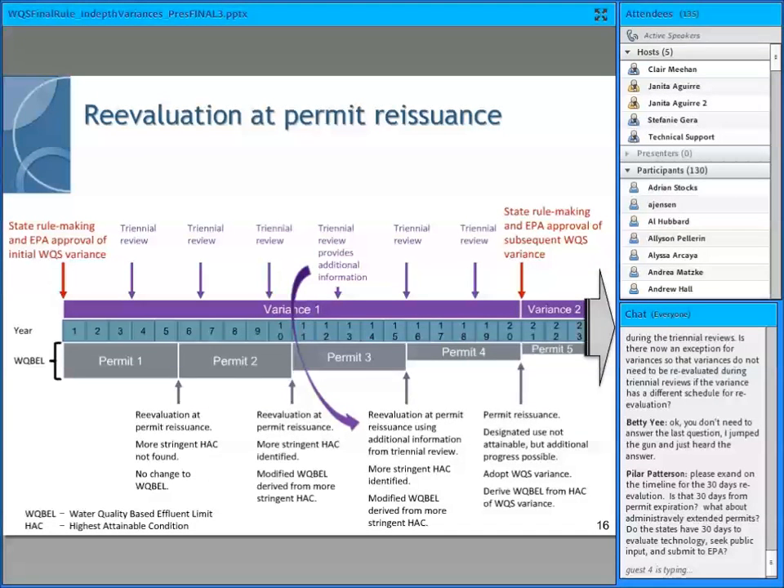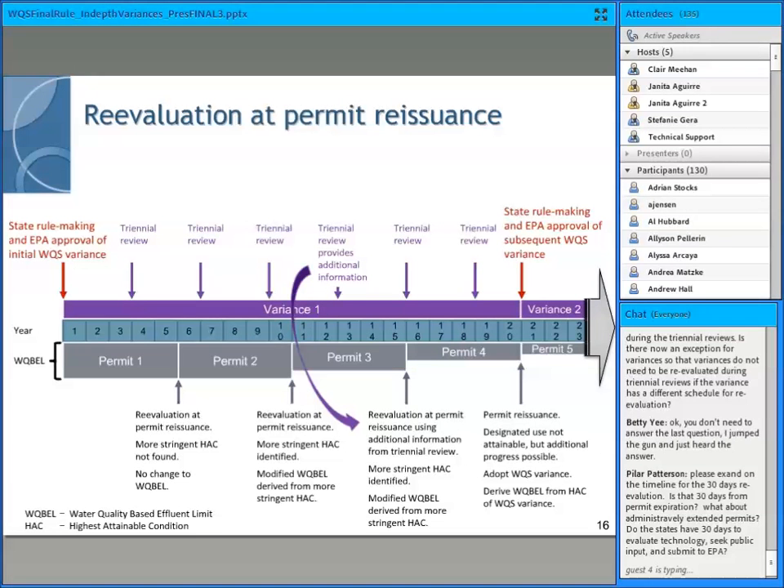The permitting authority recognizes the newly identified more stringent highest attainable condition as the applicable water quality standard and uses it as the basis for a more stringent permit limit. This more stringent permit limit is illustrated as the gray rectangle labeled Permit 3 that is slightly shorter than the rectangle labeled Permit 2.